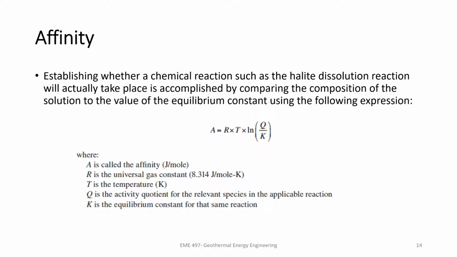Establishing whether a chemical reaction, such as the halide dissolution reaction, will actually take place is accomplished by comparing the composition of the solution to the value of the equilibrium constant using the following expression, where A is called the affinity in joules per mole, R is the universal gas constant with a value of 8.314 joules per mole Kelvin, T is the temperature in Kelvin, and Q is the activity quotient for relevant species in the applicable reaction. K is also the equilibrium constant for the same reaction.